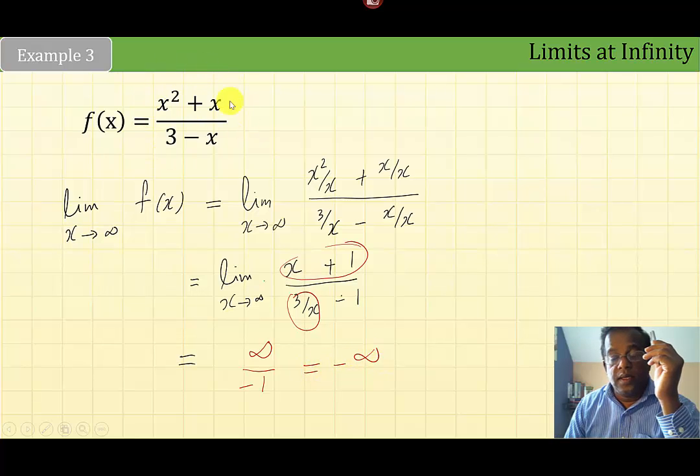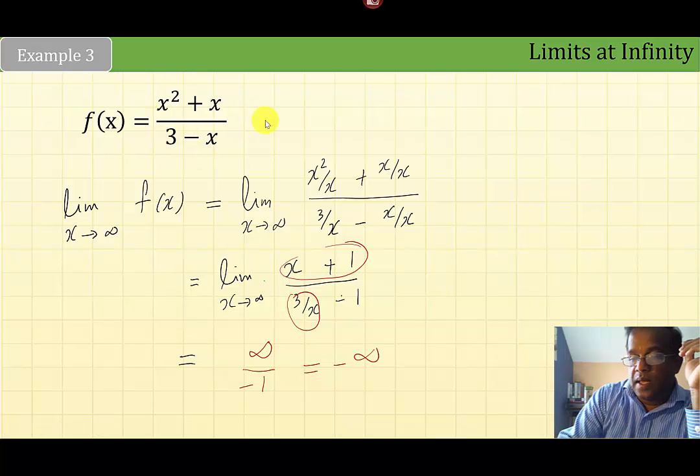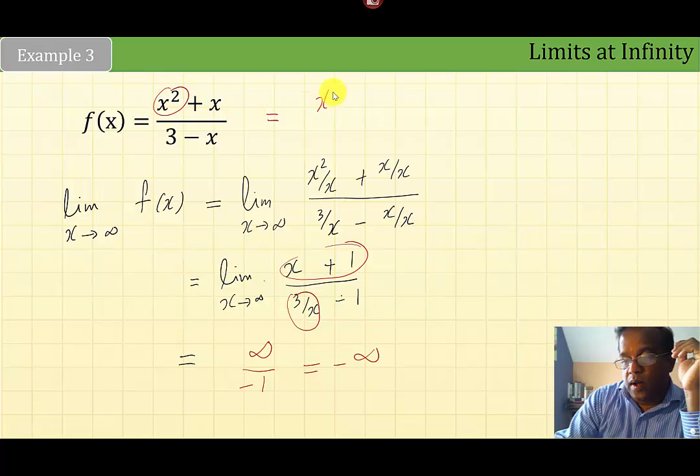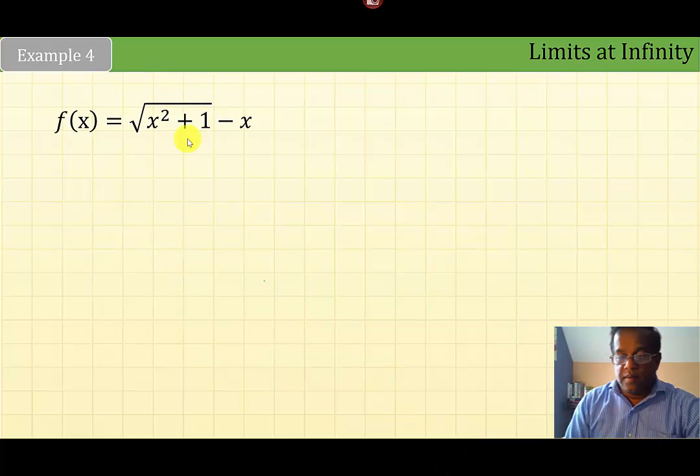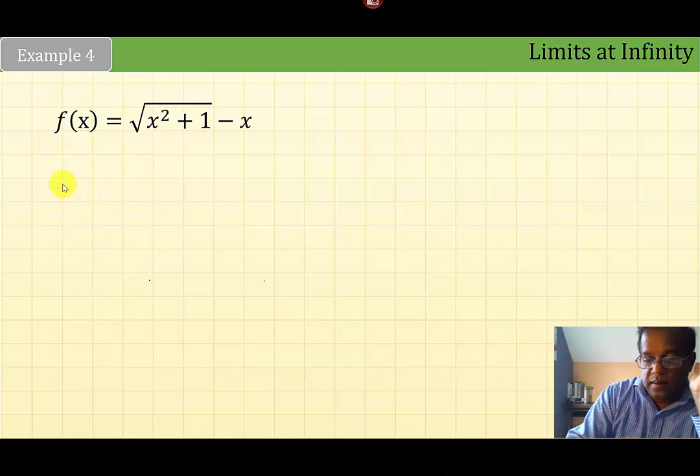But if you notice here, the end behavior of this rational function is given by the leading term of the numerator, which is x squared, over the leading term of the denominator, which is negative x. So the end behavior is given by negative x. So clearly as x approaches infinity, this will approach negative infinity.